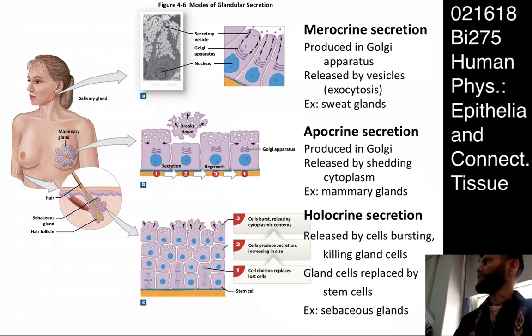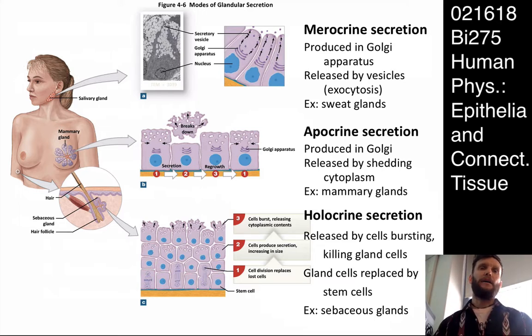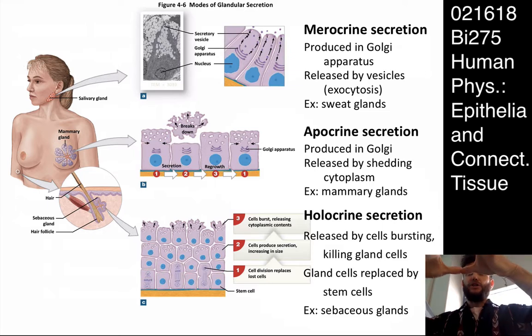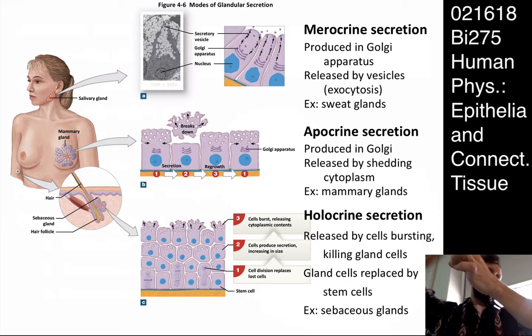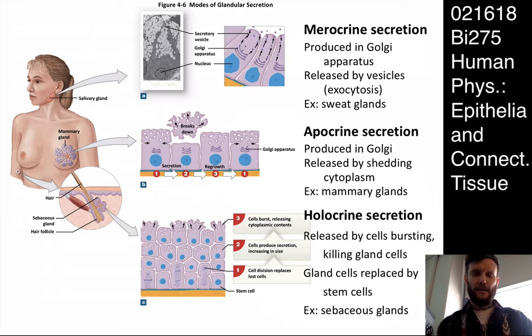The next type is apocrine secretion. And the secretory product is still made in the Golgi apparatus, but rather than exocytosis, there is what's called cytoplasmic shedding. So on the apical third of the cell, along that tight junction, it sort of pinches off the top third of the cell and releases that whole chunk of the apical surface into the lumen of the duct, and then it begins to break down more and more. There's only a few examples of this, but the prime example is the mammary gland. It's also in the tarsal glands of the eyelid, or the ciliary glands of the eyelid.